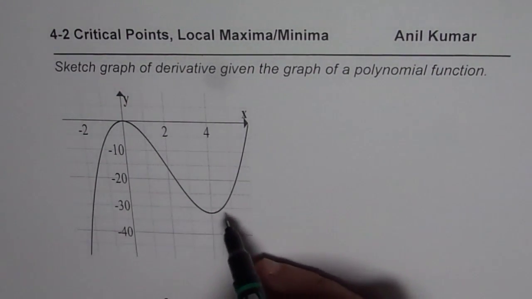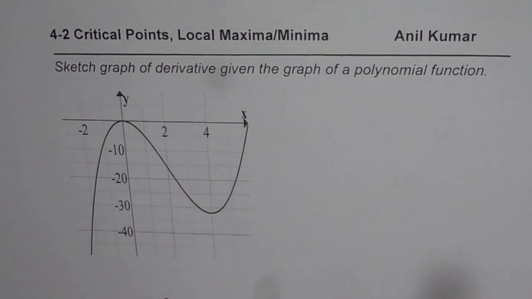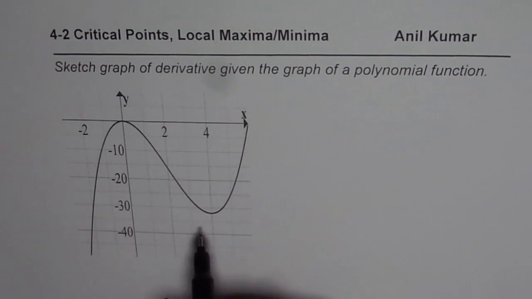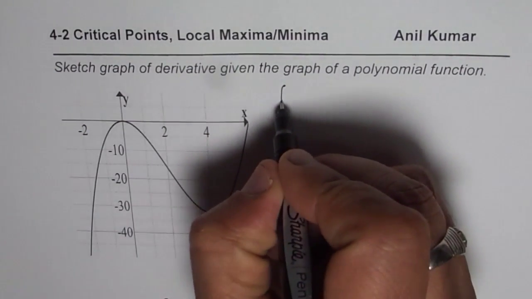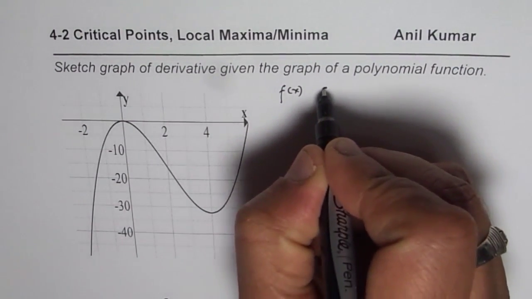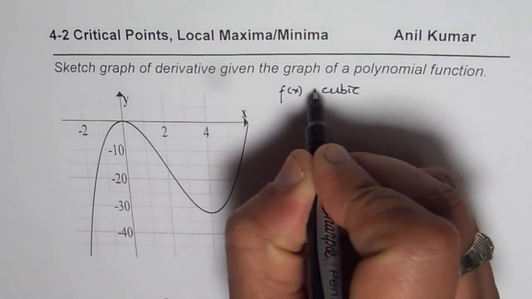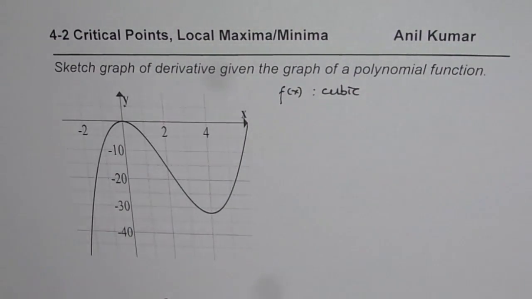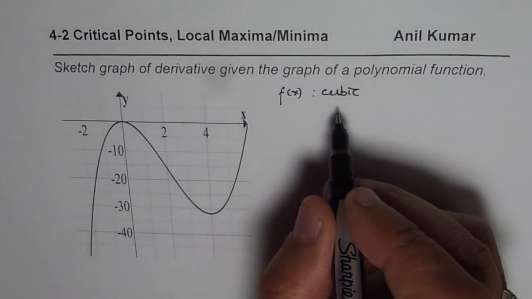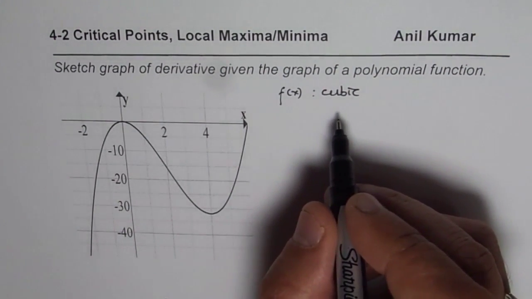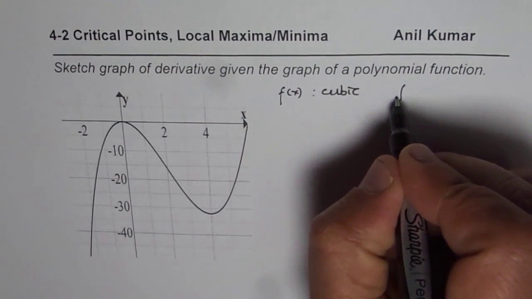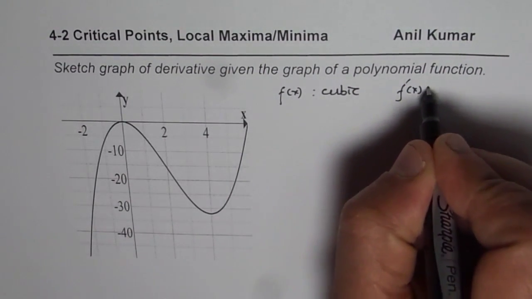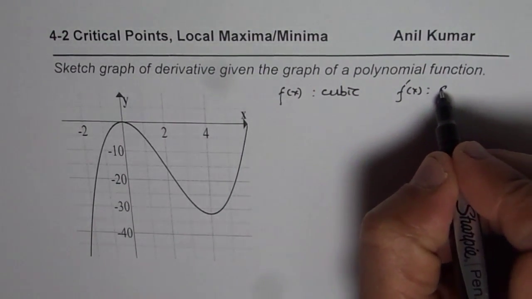So here is a polynomial function. As you can see, it seems that the polynomial function is of order 3. So we could say this given f of x is cubic in nature, right? From the behavior of the function we can make out it is cubic. If the function is cubic, what do you expect from the derivative? In that case, the derivative should be quadratic, right? So degree 2, it should be quadratic.